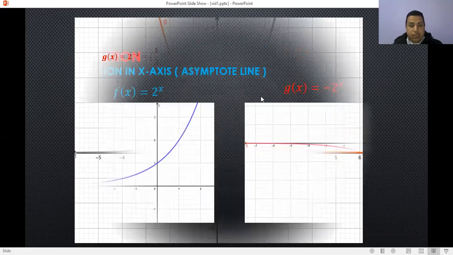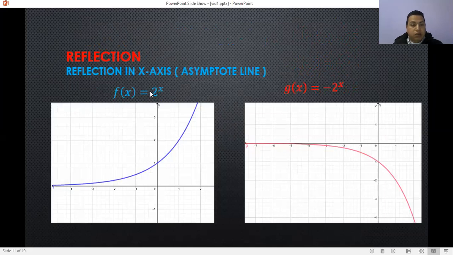Let's talk about the reflection in the x-axis. If you change the sign opposite to the base, so that 2 to the power x becomes g2 equals -2 to the power x, then you make a reflection in the x-axis, or the asymptote line, according to the given example. This is the reflection here. The distance between 0 and 1 is the same as the distance between 0 and -1. If you assume the x-axis is a mirror and you are standing in front of it, you see yourself reflected. We use this technique to make a reflection in the x-axis.